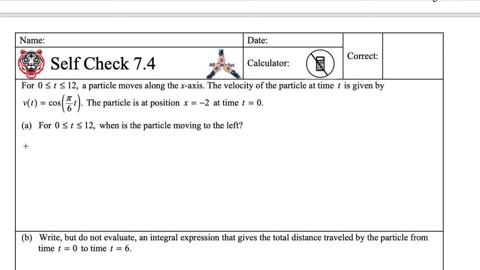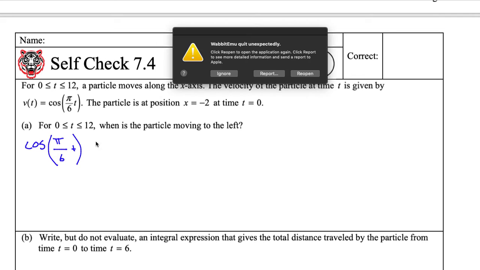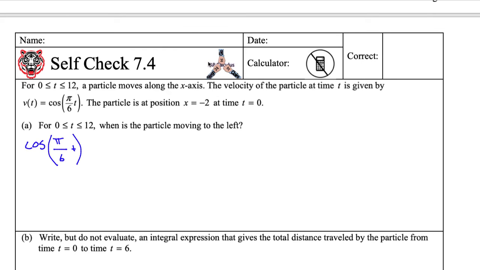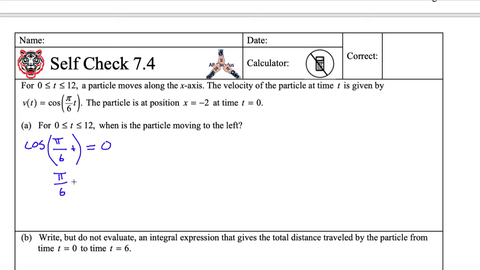So I basically need to take cosine of pi over 6t and set that equal to 0. Well, how do I do that? If I take the arc cosine of both sides, it cancels out the cosine, and I'm left with pi over 6t is equal to, what is the arc cosine of 0? That's something you should be able to do, or at least where is a value of cosine that gives you 0?